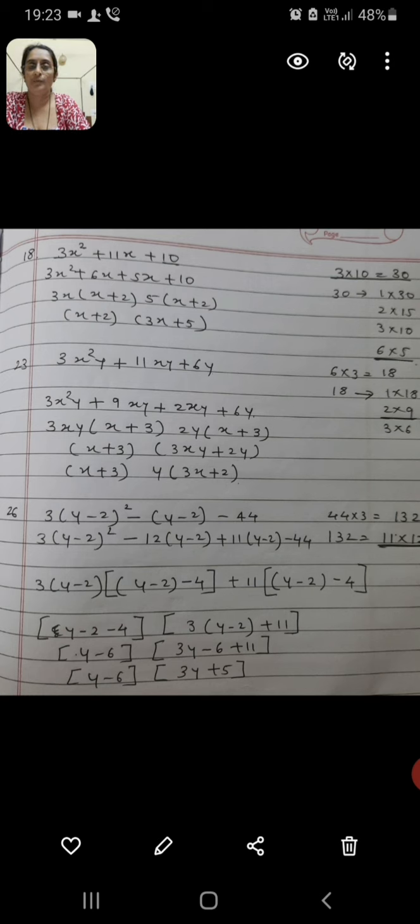Okay. Hope you understood these two concepts. I have done a few sums, the remaining sums you children have to do, and then complete your exercise. If you have any doubt, let me know.